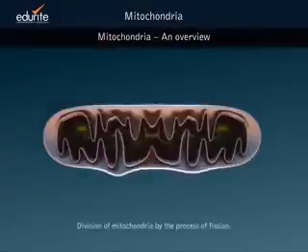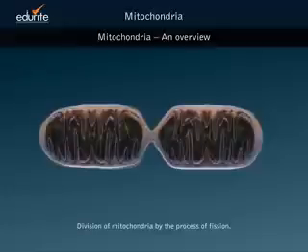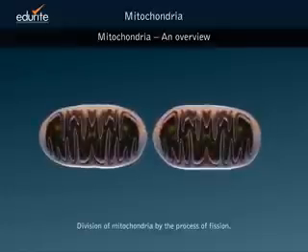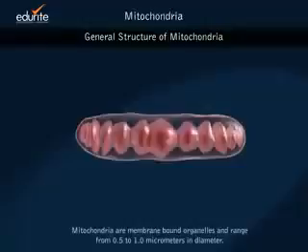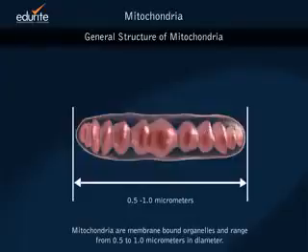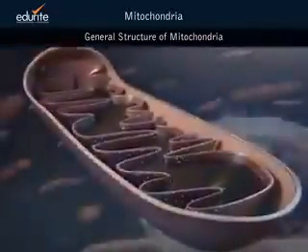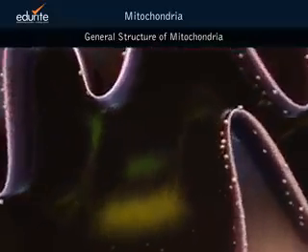The mitochondria have their own DNA and their own machinery for protein synthesis. They multiply by the process of fission, just like bacteria. General structure of mitochondria. Mitochondria are membrane-bound organelles and range from 0.5 to 1 micrometers in diameter. Mitochondria are made up of an outer and an inner membrane.